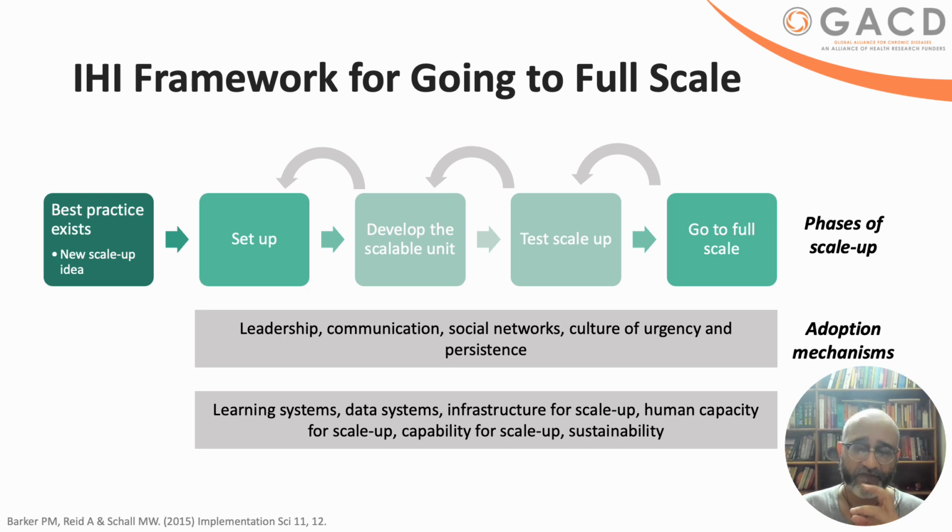It does this by defining 4 phases required to get to full scale. Phase 1 is the setup phase, which prepares the ground for introduction and testing of the intervention that will be taken to full scale. Phase 2 is developing the scalable unit, which is an early test and demonstration phase. Phase 3 is then testing of this scale up, which spreads the intervention to a variety of settings that are likely to represent contexts that will be encountered at full scale. And finally, going to full scale, which unfolds rapidly to enable a larger number of sites to adopt and or replicate the intervention.